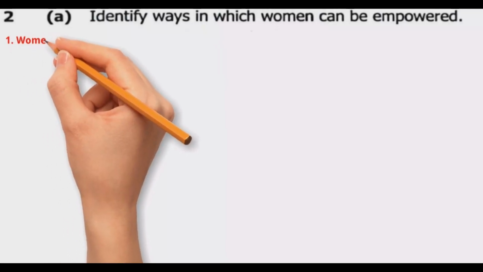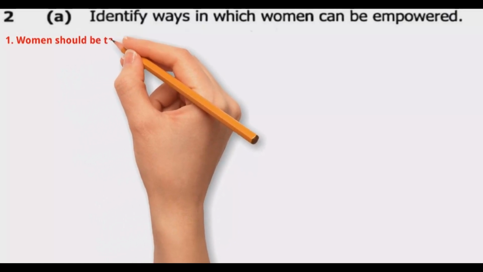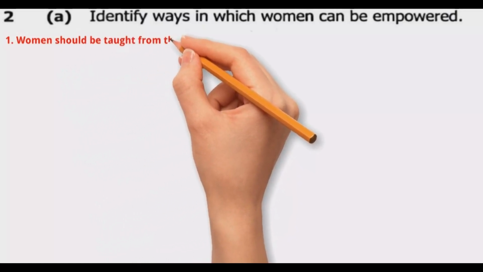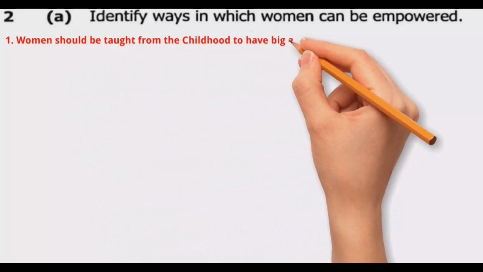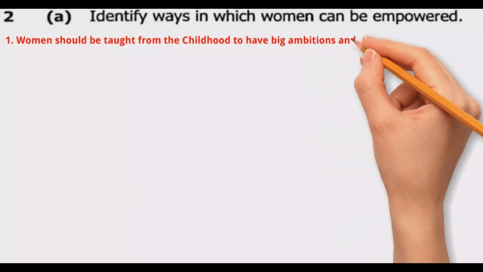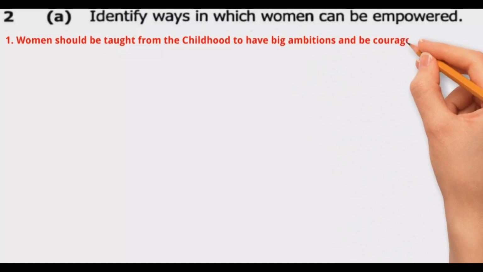Question number 2A is as follows. Identify ways in which women can be empowered. Number 1, women should be taught from childhood to have big ambitions and be courageous to pursue them.